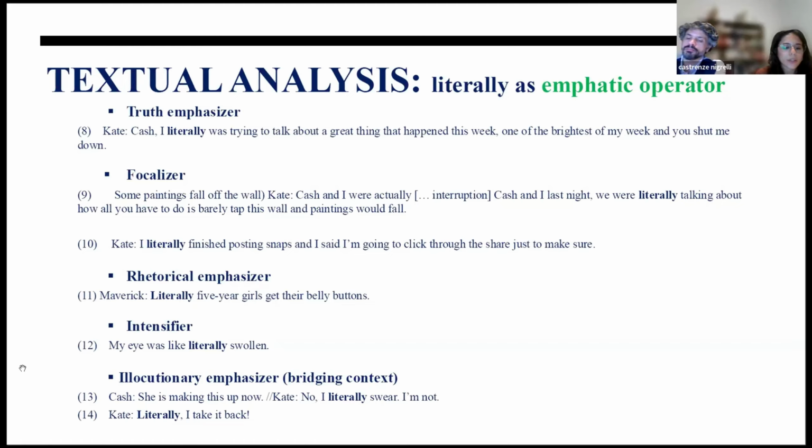Another functional layer within the emphatic macro category is the use of literally as illocutionary emphasizer. If we look at examples 13 and 14, literally here reinforces the illocutionary force of the speech act, which is performative in this case. The use is more peer-oriented than speaker-oriented, and the fact that literally also carries intonational prominence and appears at the periphery of the sentence further proves that similar instances represent a successive shift and the bridging context toward the level of intersubjectivity.